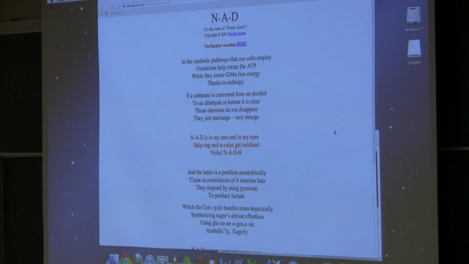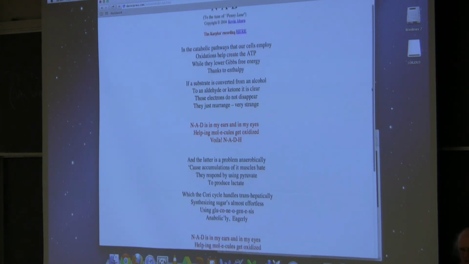While they lower Gibbs free energy, thanks to enthalpy. If the substrate is converted from an alcohol to an aldehyde or ketone, it is clear those electrons do not disappear. They just rearrange. Very strange. NAD is in my ears and in my eyes, helping molecules get oxidized with NADPH. And the latter is a problem anaerobically, because accumulations of it. They respond by using pyruvate to produce lactate.